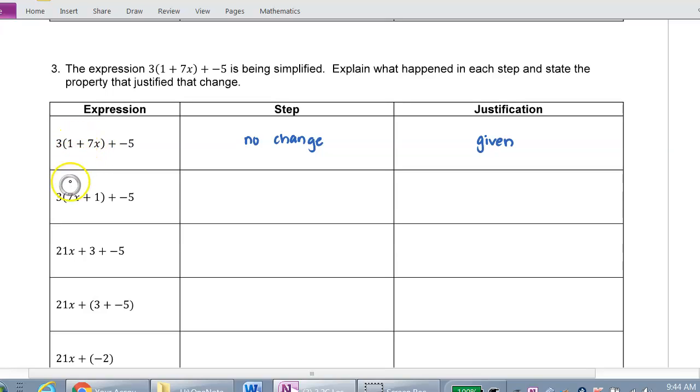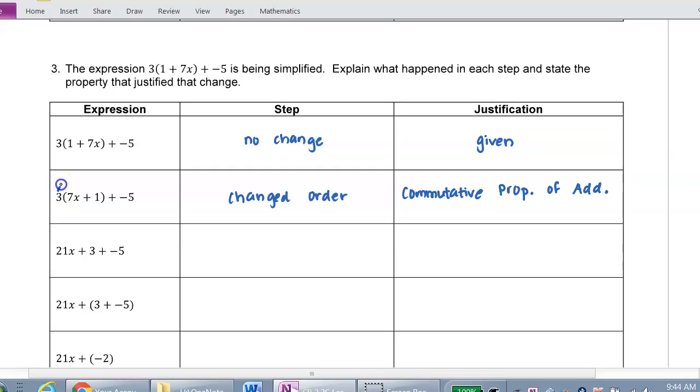Instead, in the parentheses, they've changed the order of the terms. So I'm going to note here that the order was changed. And anytime we change the order with addition or multiplication, that's the commutative property. Because these terms are being added, it's the commutative property of addition that was used.